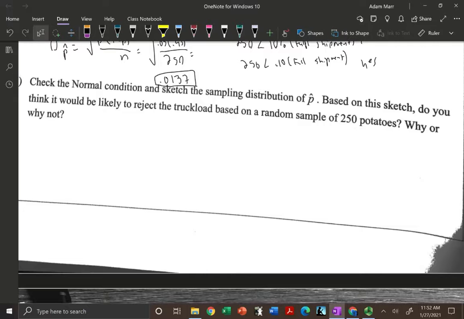Check the normal condition and sketch the sampling distribution of p hat. Based on the sketch, do you think it would be likely to reject the truckload based on a random sample of 250 potatoes? Why or why not?